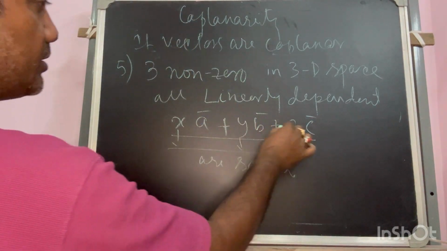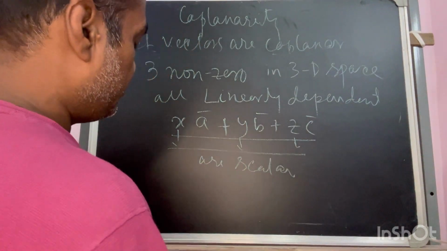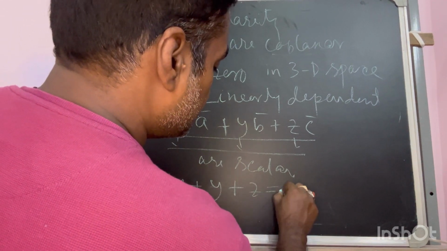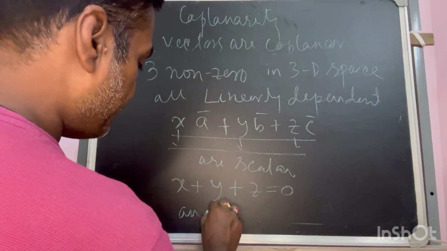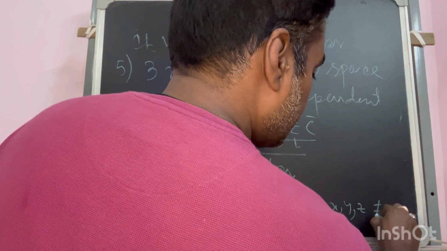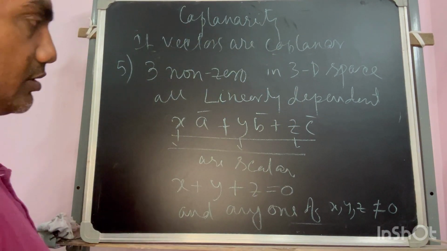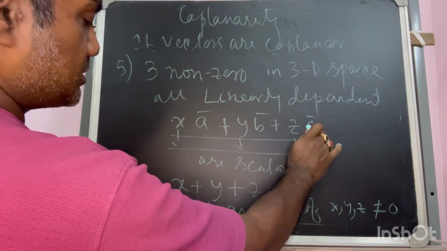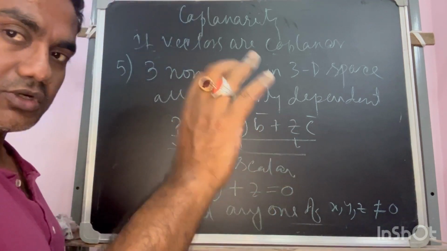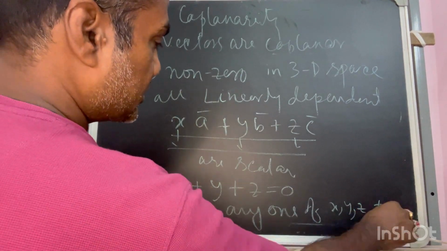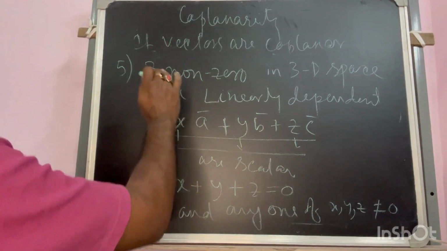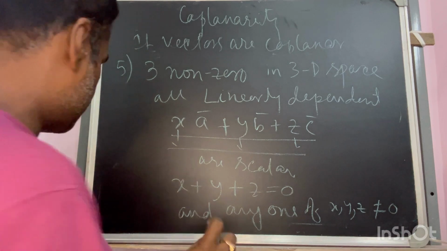So 3 non-zero vectors a, b, c in 3D space are linearly dependent if the sum of the coefficients x plus y plus z is equal to 0, and any one of x, y, z is not equal to 0. That means the scalar sum is 0 and any of the scalars is not equal to 0, then this is linear dependency. This is the condition of linear dependency. If it is satisfied, then these 3 vectors are said to be coplanar. So this is the fifth condition.